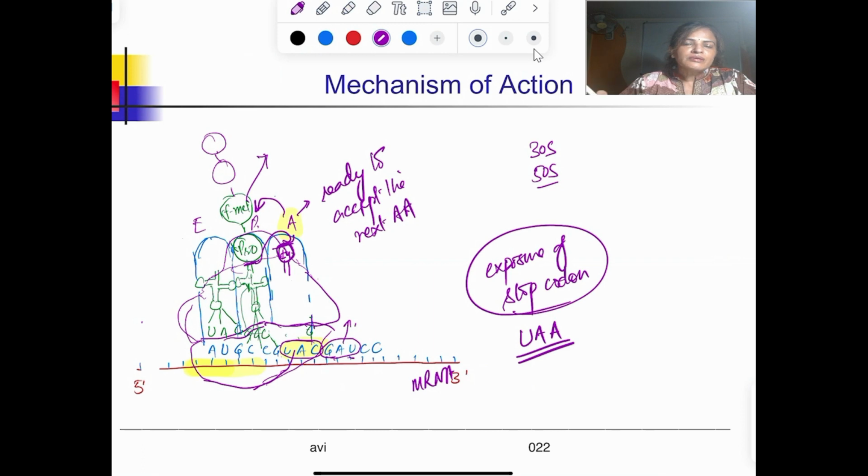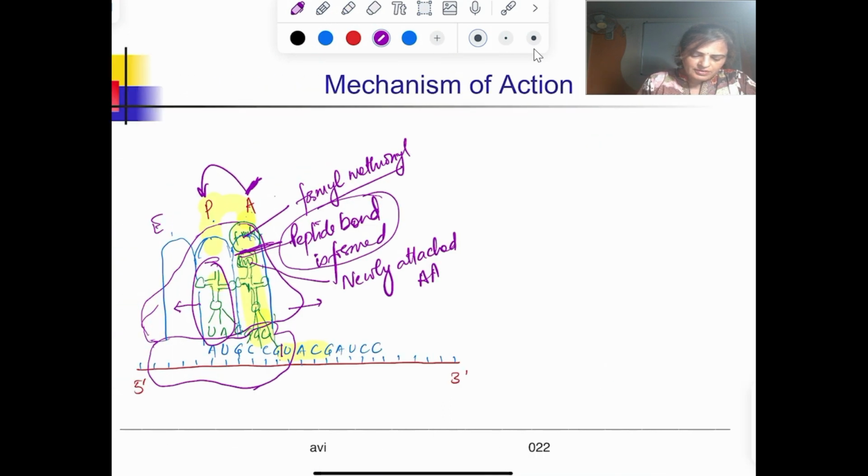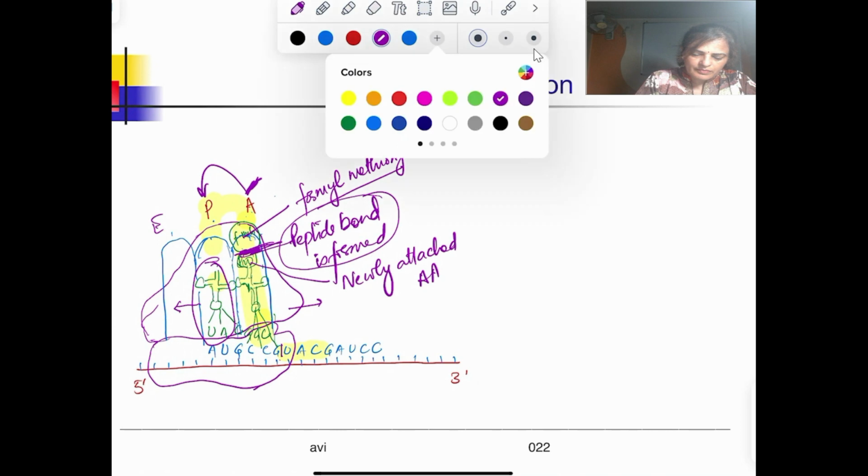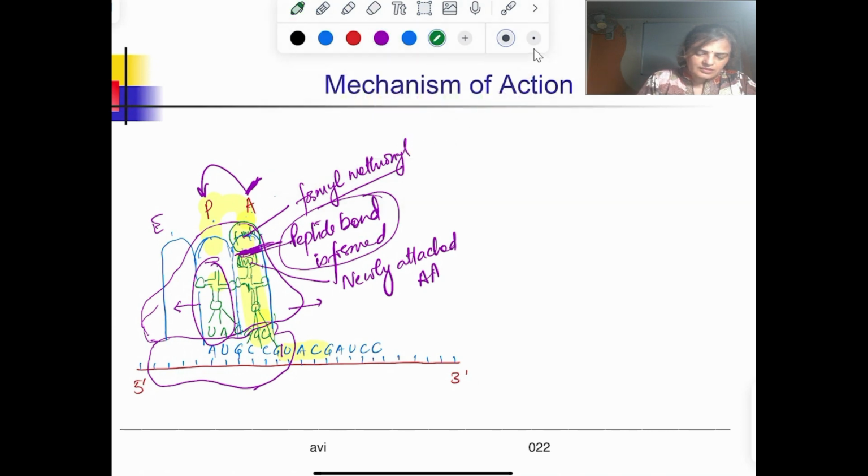So what do the macrolides do? They inhibit this translocation. This translocation, after the peptide bond formation, here. So translocation of this, I'll use another color. Translocation of this whole thing, the amino acid, from the acceptor to the peptide site, is blocked by the macrolides. So this is how protein synthesis is inhibited.